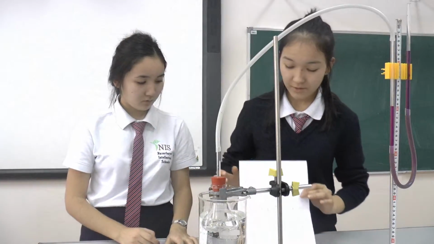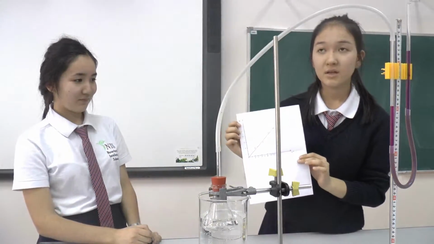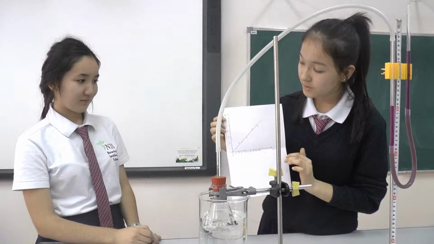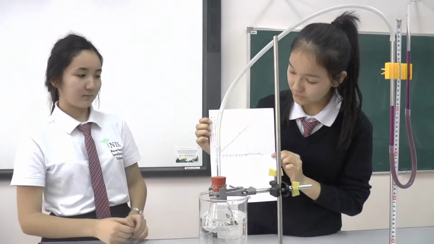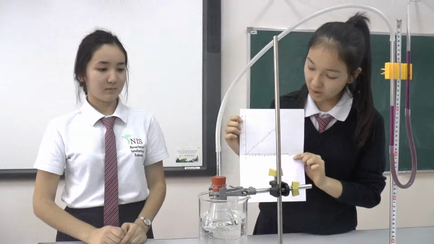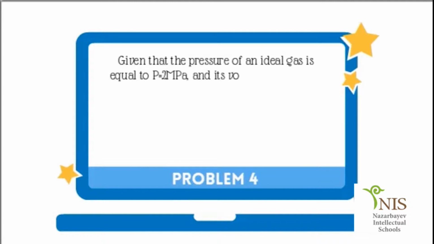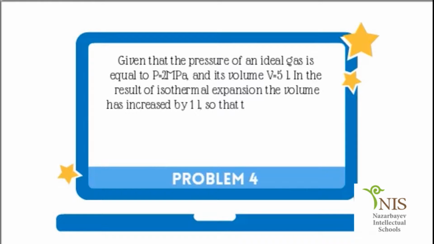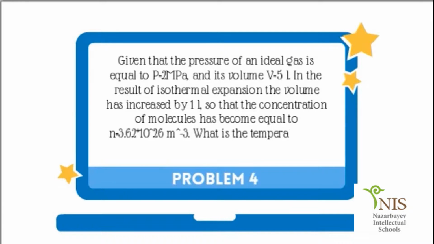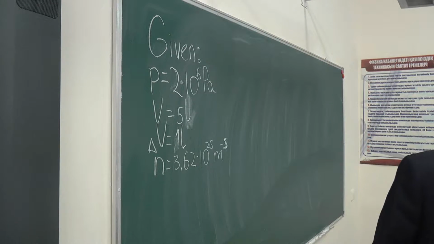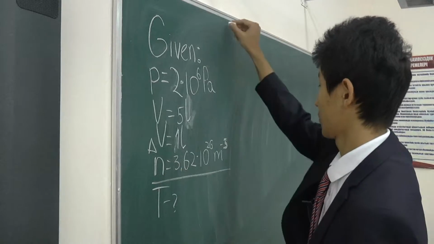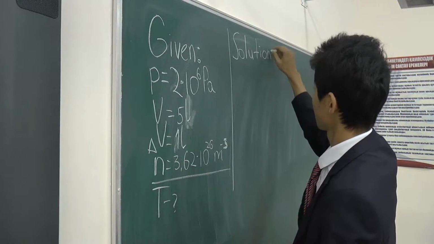So in an isobaric process, we have constant pressure. That is why the volume is directly proportional to the temperature. And now we have a straight line.